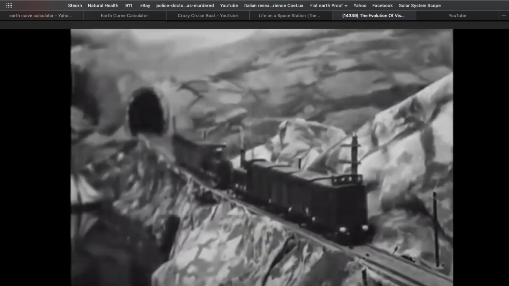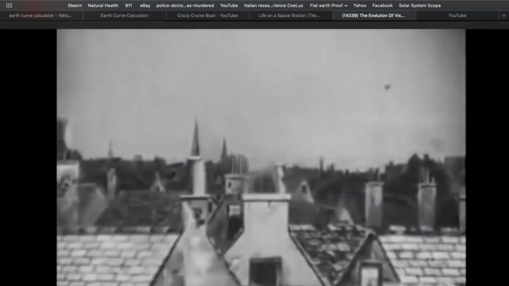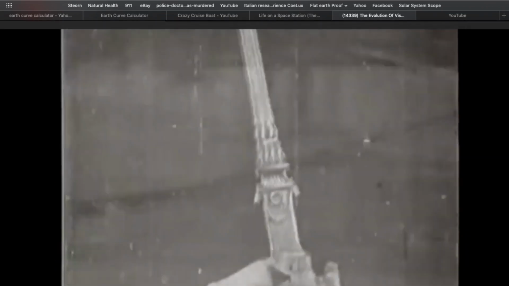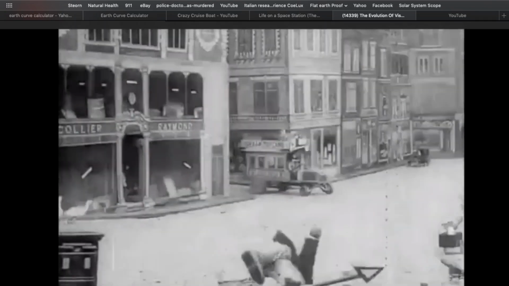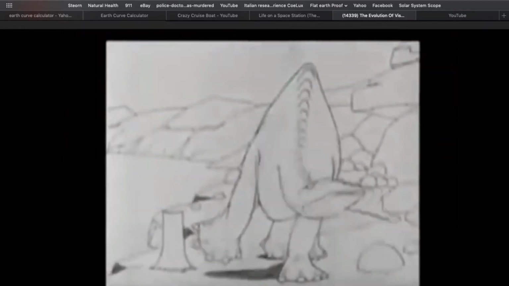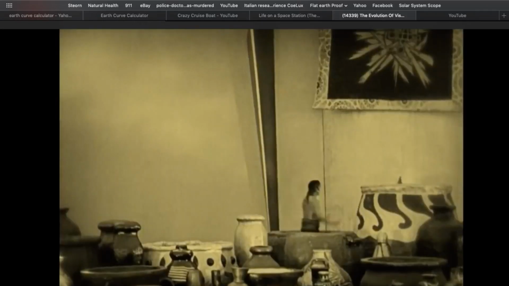For the globe believers, at least. Look at that. That's not a model. Nope. Oh, bullet in the eye of the moon. Wow. Just wow. Dinosaur. Oh, Sam and Dan would like that. Oh, another dinosaur. Look.